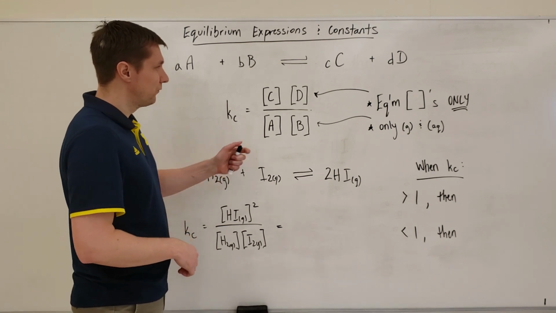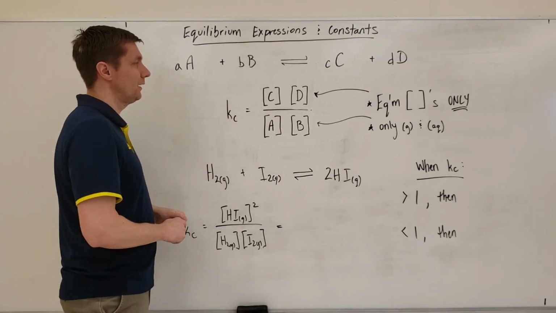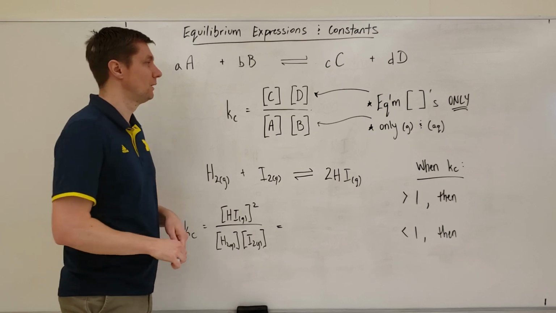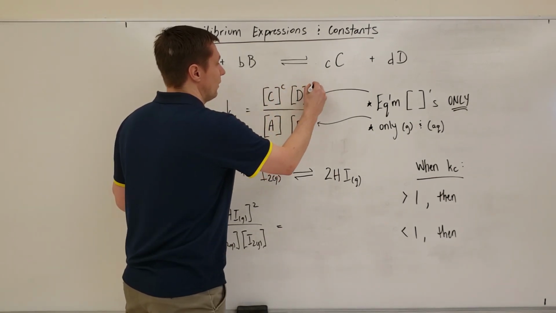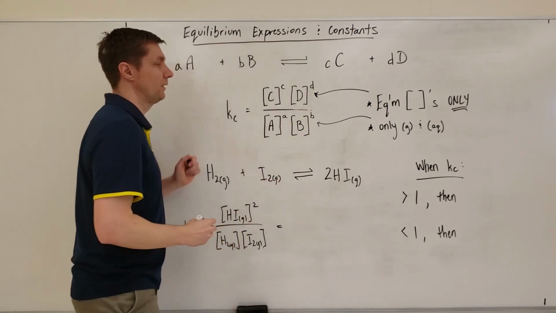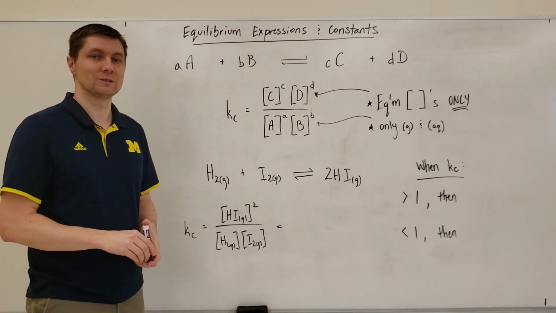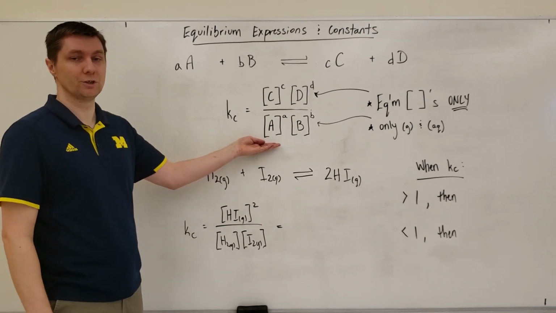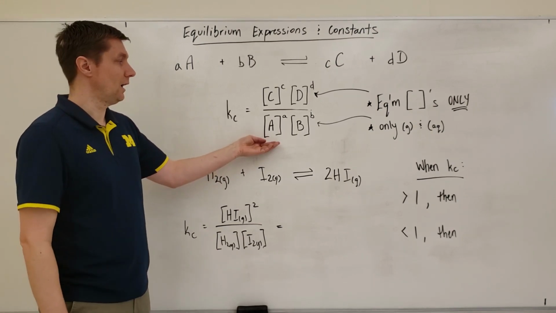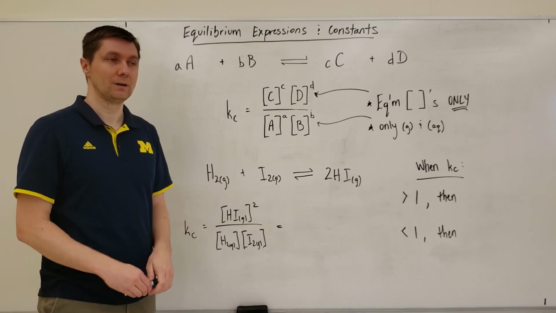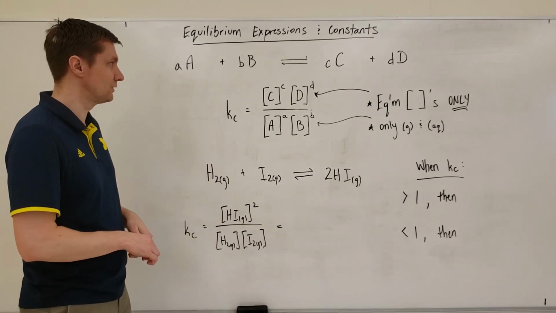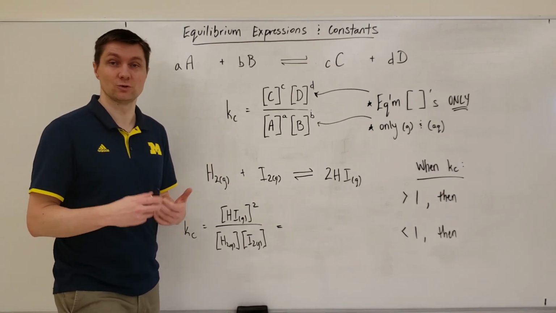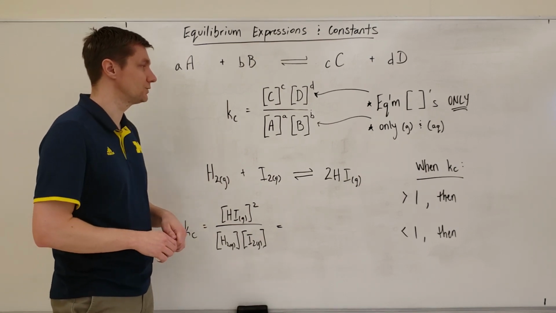Now, for your concentrations, you have to raise them to the exponent of their coefficient. You can see here, for all of these, I'm going to write in an exponent for each of those substances. If A, for example, has a coefficient of 3, then when I put its equilibrium concentration into the equilibrium expression, I have to raise that concentration to the power of 3. This takes into account that these reactions react based on ratios. Those coefficients mean something, and they've got to be a part of our calculation.